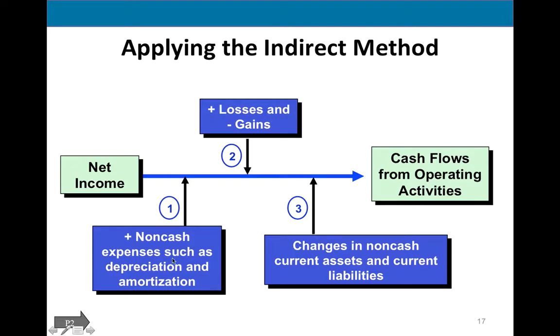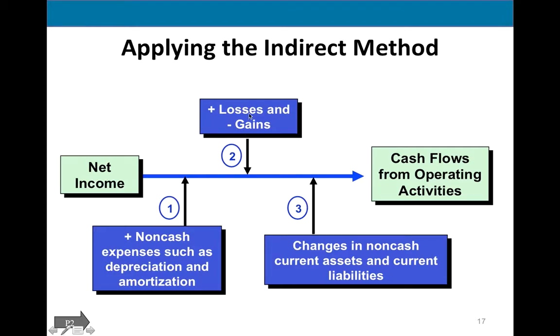And then we add non-cash expenses. A typical example is depreciation. If you think about depreciation, we subtracted it on the income statement to get to the net income. But depreciation has nothing to do with cash, so we have to add it back in.